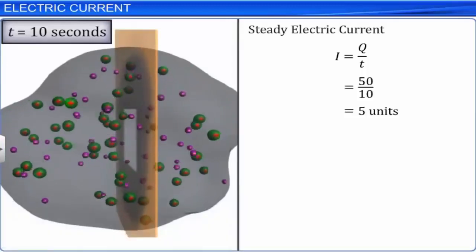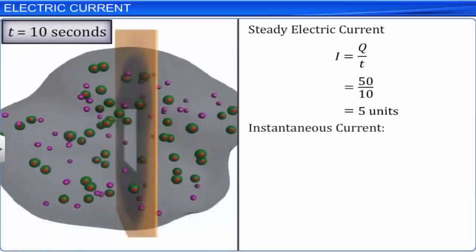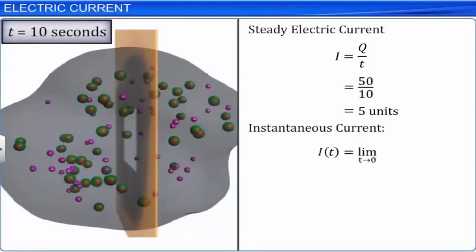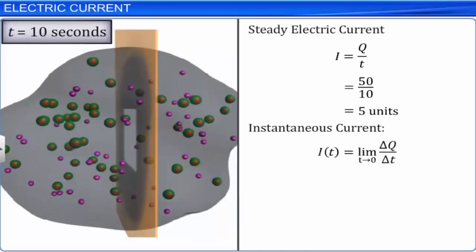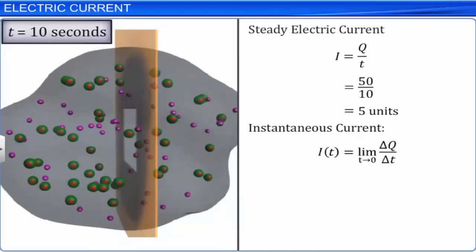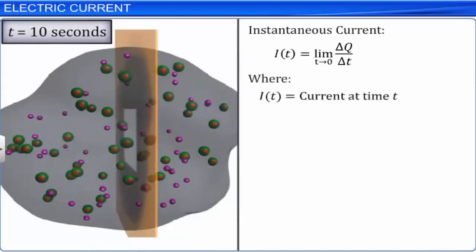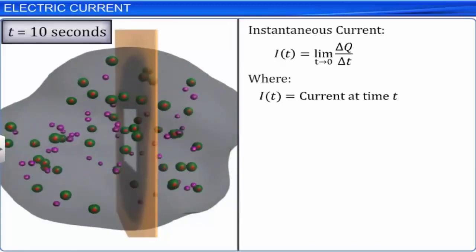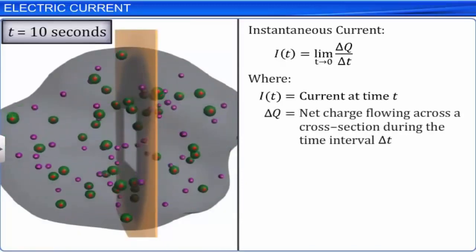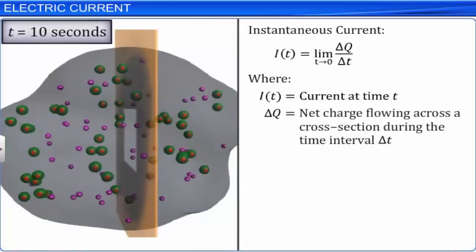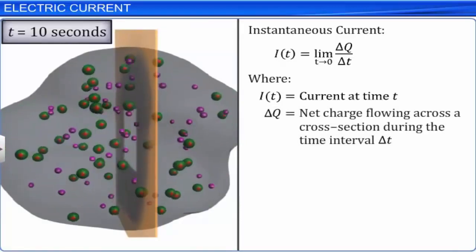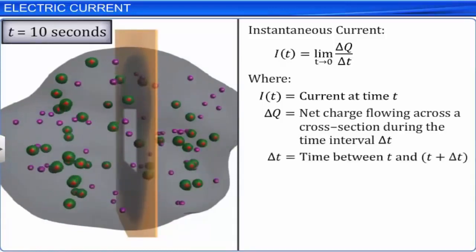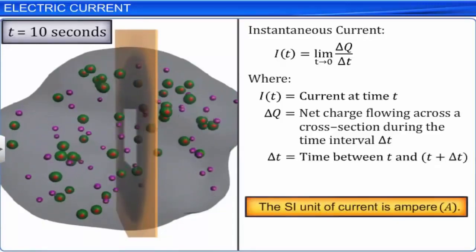Instantaneous current at any time t is expressed as I(t) is equal to limit t tending to 0 delta Q by delta t, where I(t) is the current at time t. Delta Q is the net charge flowing across a cross-section during the time interval delta t, that is, between time t and t plus delta t. The SI unit of current is ampere and is represented by A.